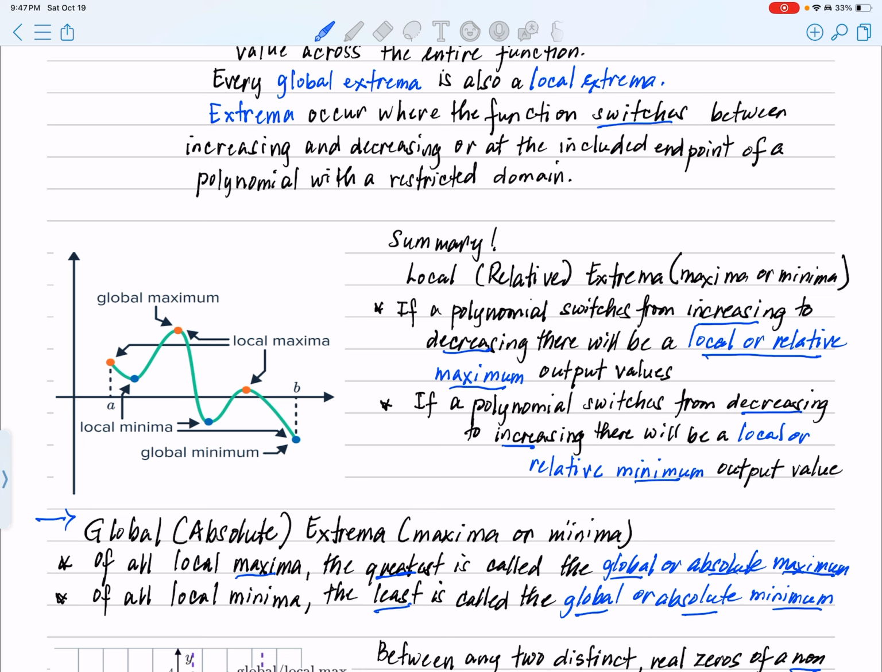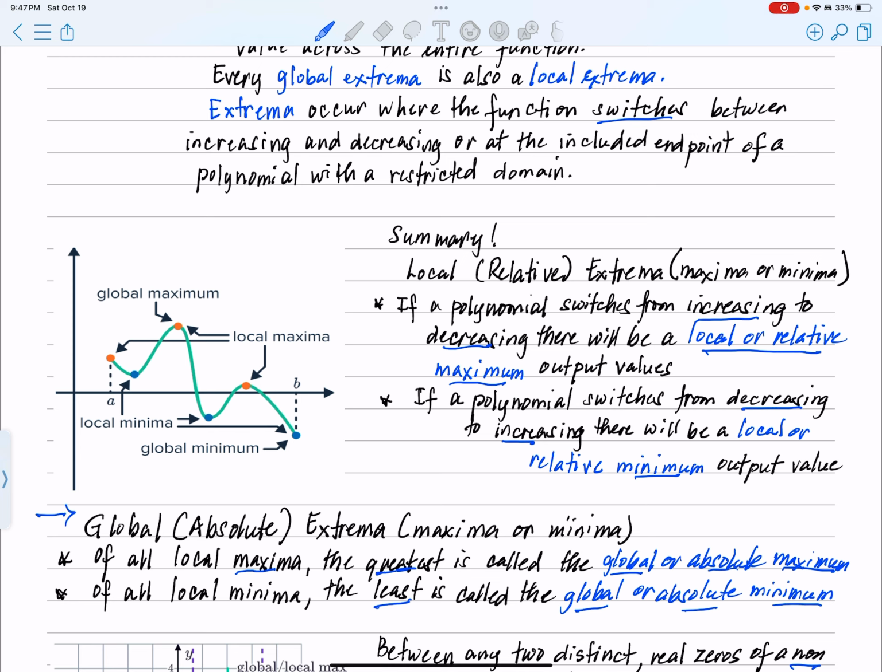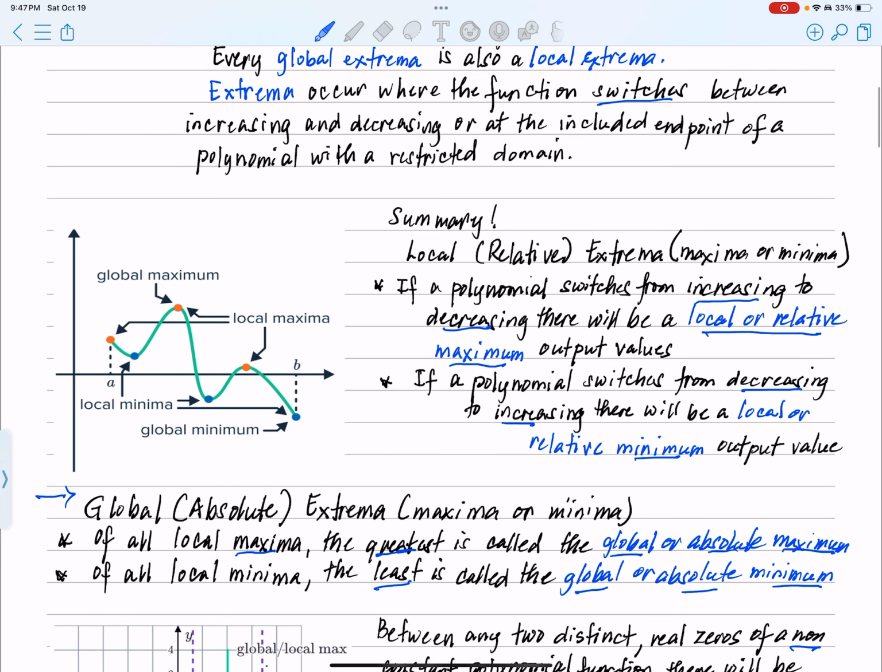If a polynomial switches from increasing to decreasing, there will be a local or relative maximum output value. If a polynomial switches from decreasing to increasing, there will be a local or relative minimum value. Let's look at how it happens here in the graph. So we have an endpoint, one here towards A, this is point A, and towards the x-axis, this is point B. So that's exactly where the endpoints are located.